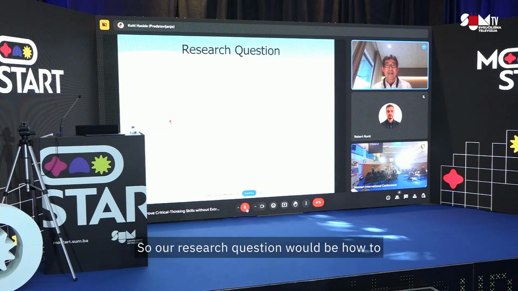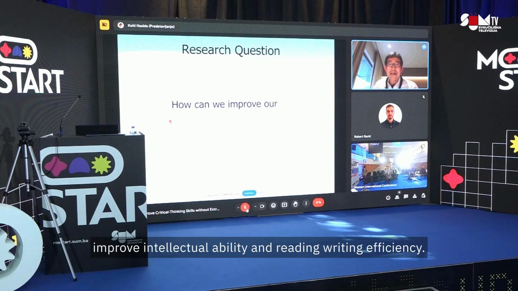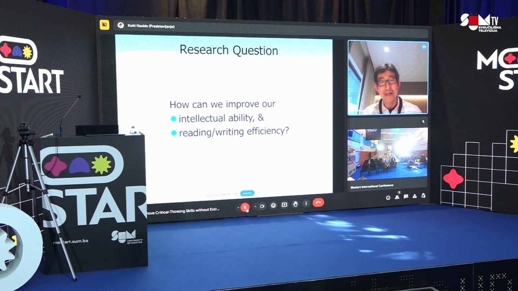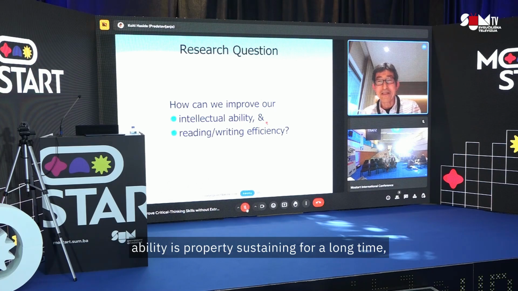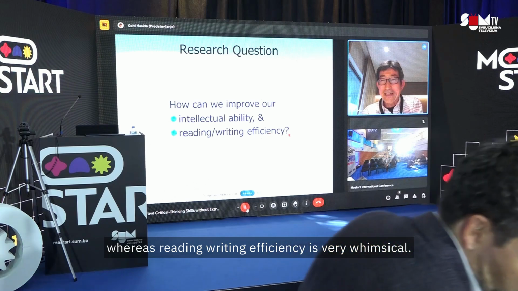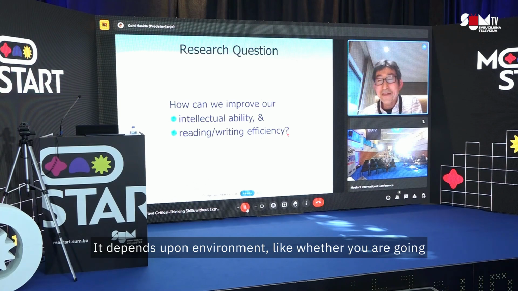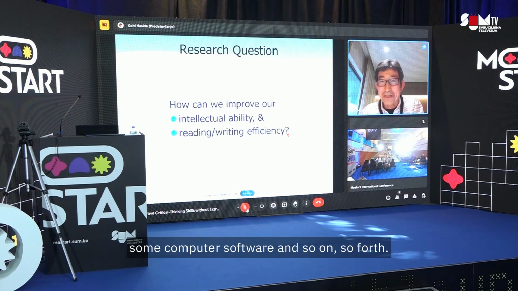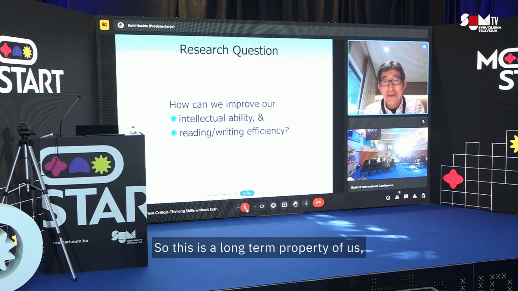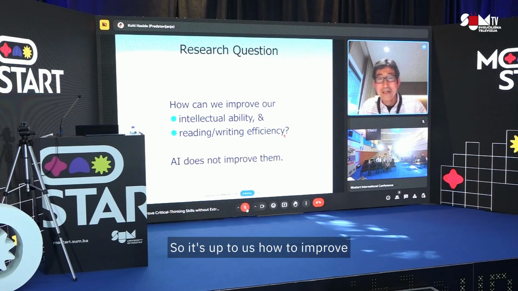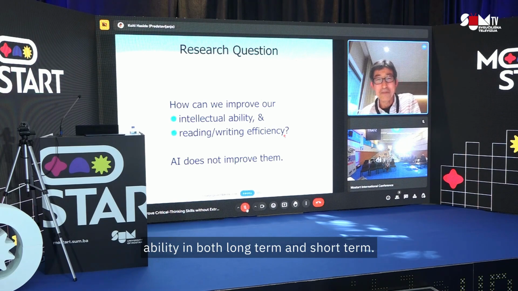So our research question would be how to improve intellectual ability and reading writing efficiency. Note that these two are different because intellectual ability is a property sustaining for a long time, whereas reading writing efficiency is very whimsical. It depends upon environment, like whether you are going to use paper and pencil, or you're going to read some books, or you're going to use some computer software and so on and so forth. So this is a long-term property of us, and this is a very short-term property. So they are different. And note another thing, which is that AI does not improve them. So it's up to us how to improve our ability in both long-term and short-term.